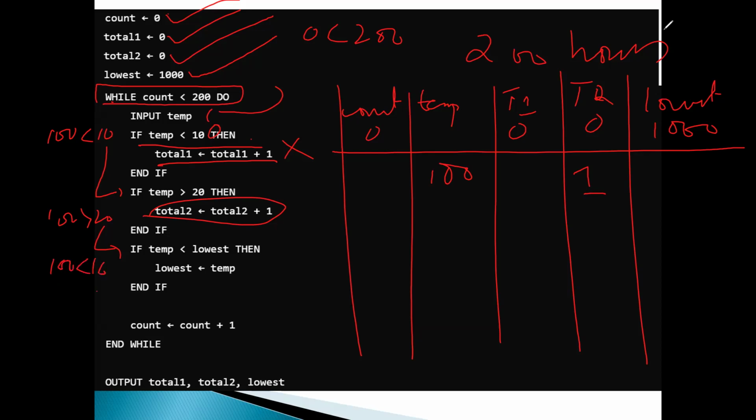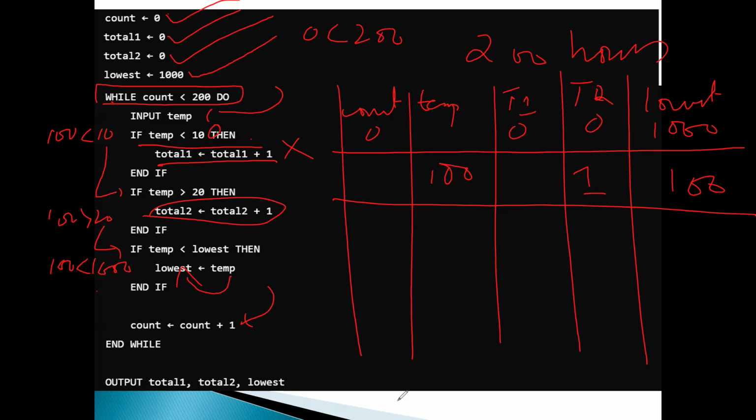100 less than 1000. Is this true or false? Because lowest value is 1000. Yes, sir. 100 less than 1000. Is it true or false? 100 less than 1000 is true, right? So temp value will be assigned to lowest. Okay? Now lowest will be 100. Before running the program, it was 1000. Now it is 100. Got the idea?